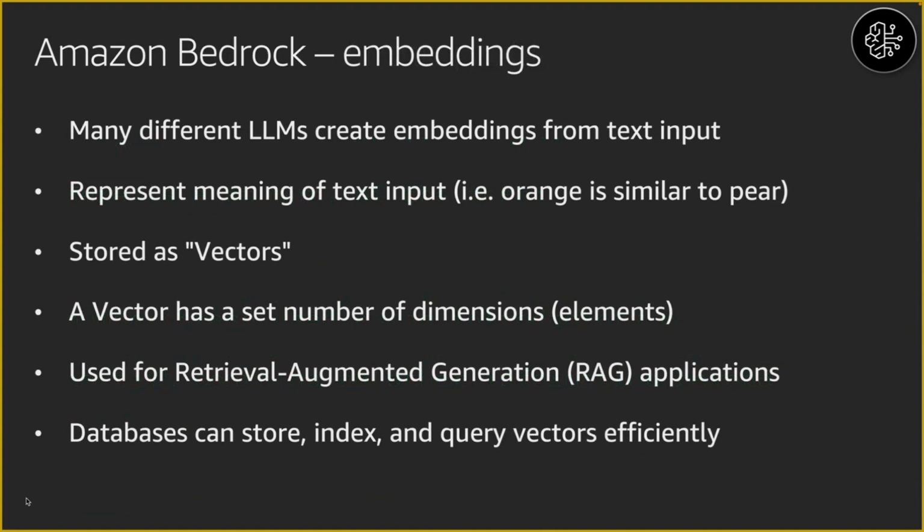The other type of common large language model output is embeddings. We talked about that earlier, Ian did, and exactly what that is. It's basically creating numbers from text input, and those numbers represent the meaning of the text input. For instance, the embedding for orange will be similar or close in numbers to the word pear because those are similar things, even though very few letters are shared between those two different words. So it's not a text string comparison, it's the meaning of the words.